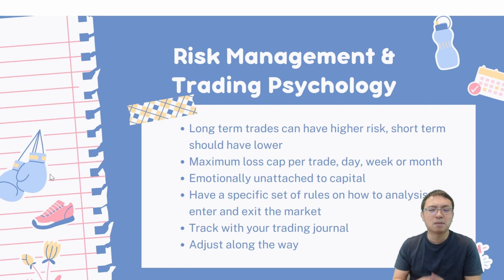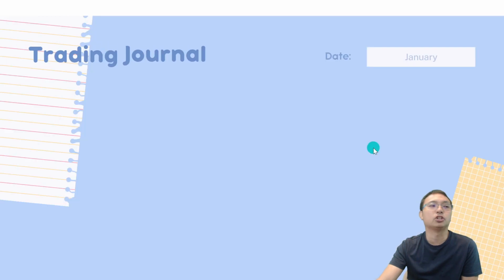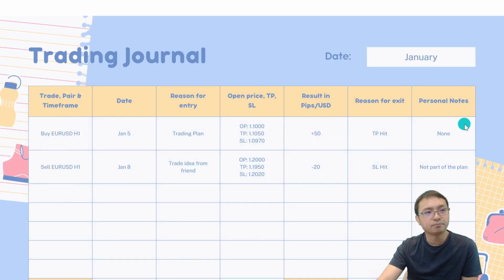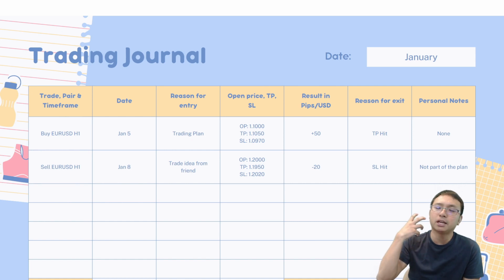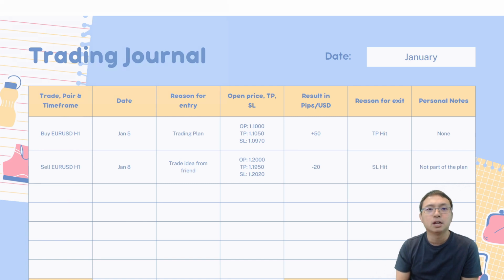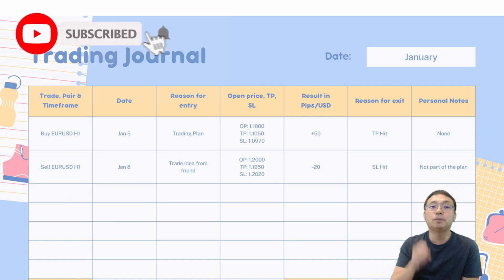Okay? So, you can make it very complicated or not. It's really up to you. And with that, you adjust along the way. So, here's a sample ng ating trading journal. Okay? All right. So, you have here a very simple journal. Again, you can make it more complex or you can make it as simple as this one. It's up to you. Ang suggestion ko, something that would be easy for you.